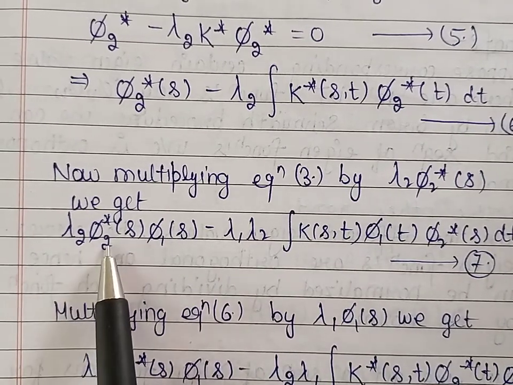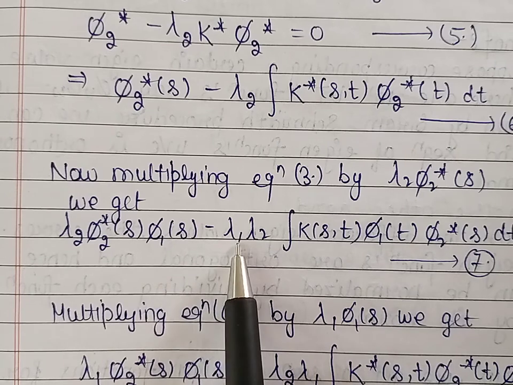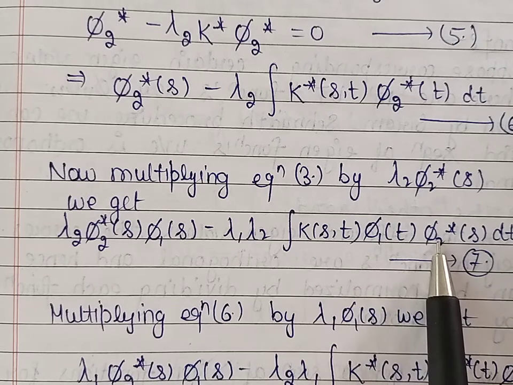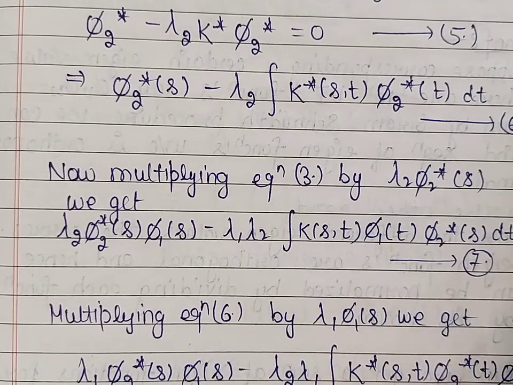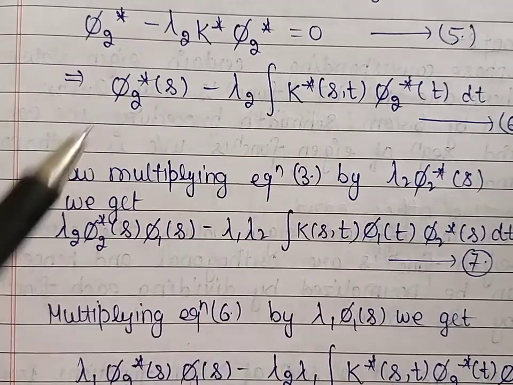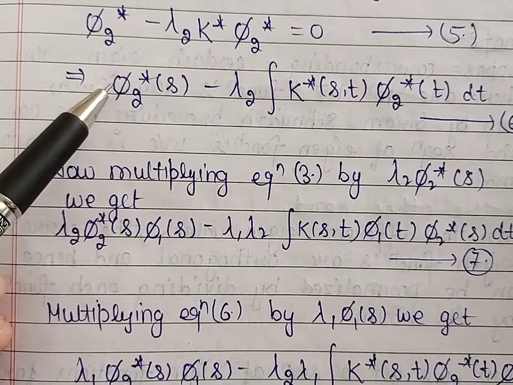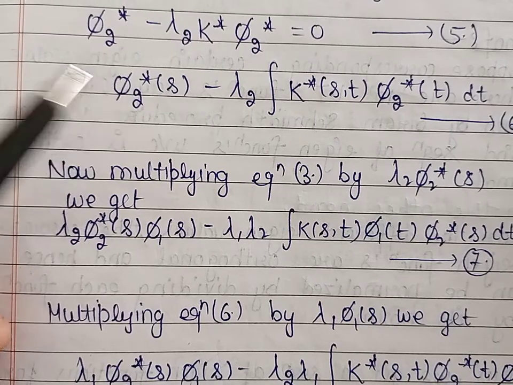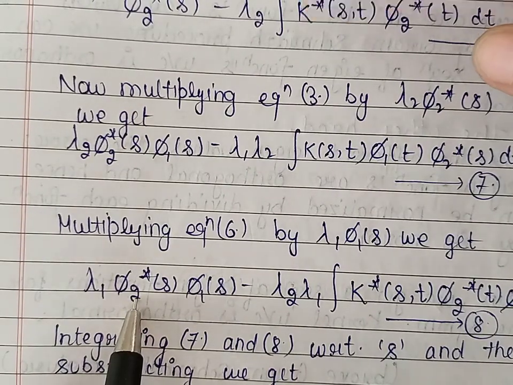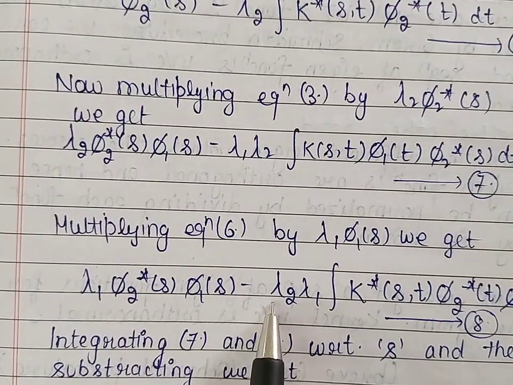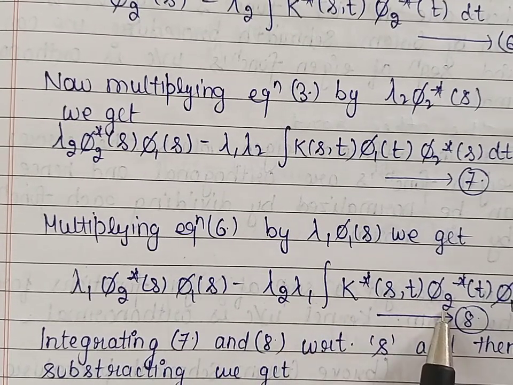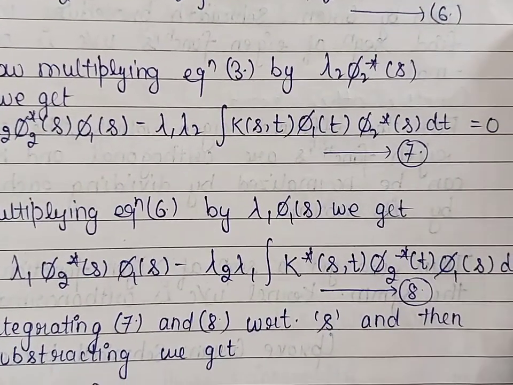Now multiplying equation 3 by lambda 2 phi 2 star, we get the equation lambda 2 phi 2 star(s) phi 1(s) minus lambda 1 lambda 2 times the integral of K(s,t) phi 1(t) phi 2 star(s) dt is equal to 0. Now let us multiply equation 6 by lambda 1 phi 1(s). This term becomes lambda 1 phi 1(s) phi 2 star(s), and this term becomes lambda 2 lambda 1 times the integral of K star(s,t) phi 2 star(t) phi 1(s) dt is equal to 0.